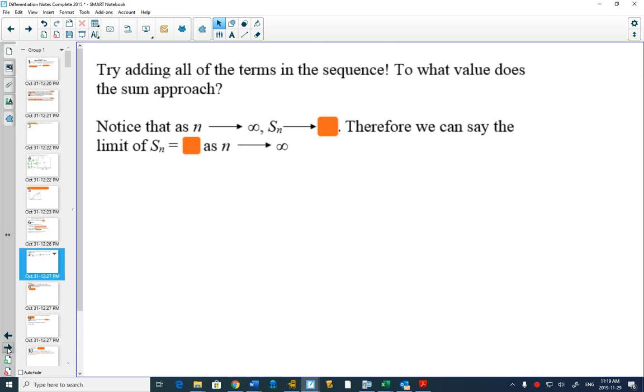Right? Try adding up all the terms. We already talked about that, would add up to 16. That's your, remember this, sum to infinity, u1 over 1 minus r. Back in grade 11, you had t1 over 1 minus r. So as n approaches infinity, the sum approaches 16. So we would say the limit of Sn is 16 as n approaches infinity.